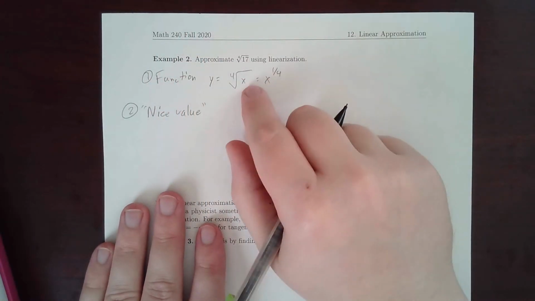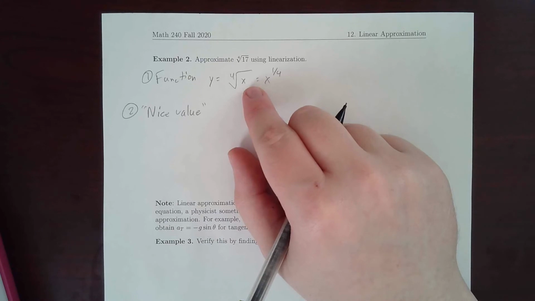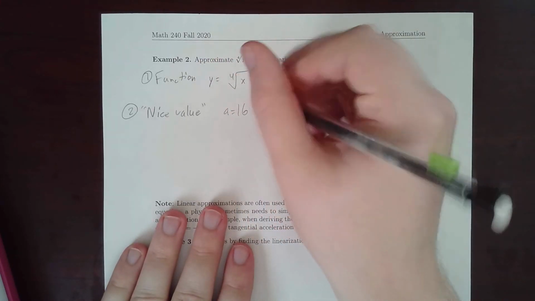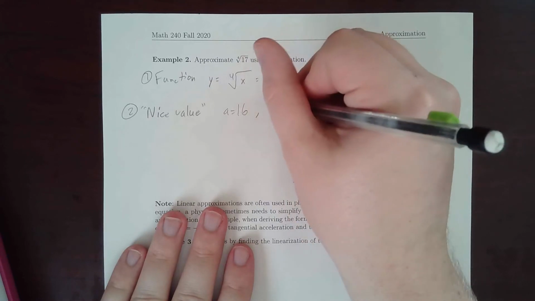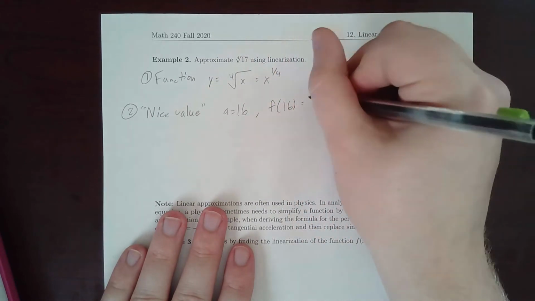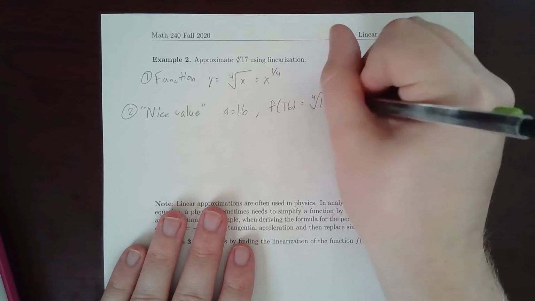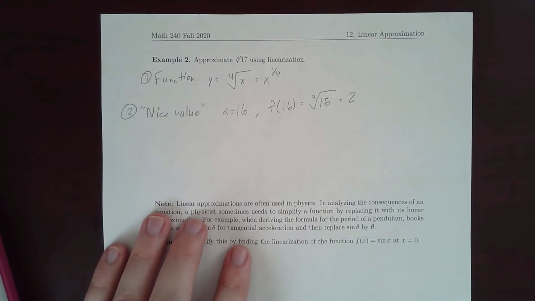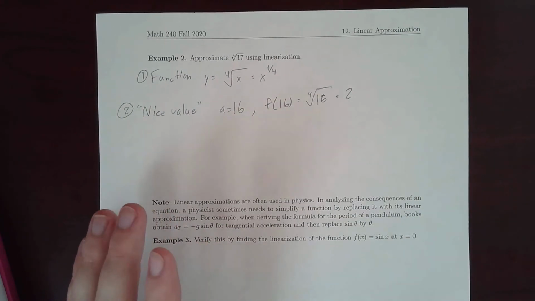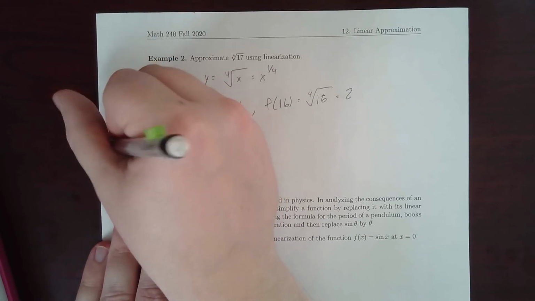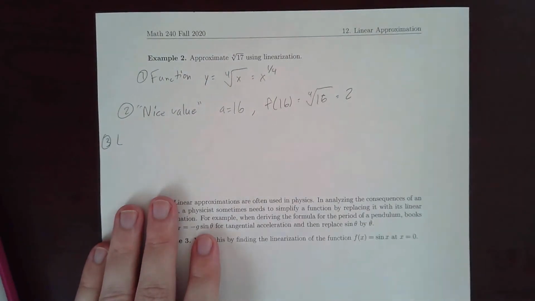And so here we want something that the fourth root of is actually pretty easy for. Well, it turns out that 16 is a good value since f of 16, the fourth root of 16, is just 2. So if you check, 2 times 2 times 2 times 2 gives us 16. So then for step 3, we want to go ahead and create our linearization.